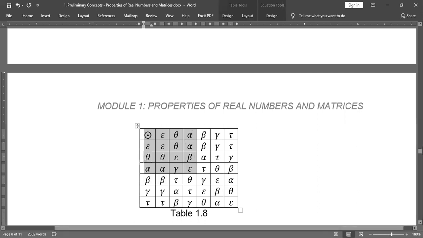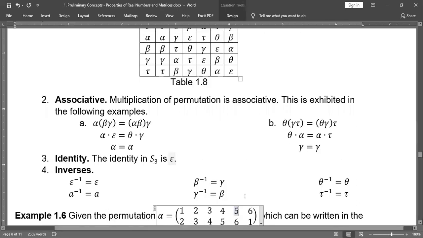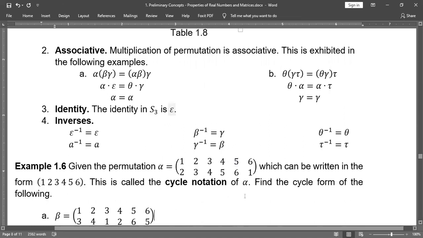Theta kay theta, epsilon din. Beta kay, ayun, beta kay gamma. Babalik tayo kay epsilon. And then gamma kay beta, epsilon, tau kay tau, we have epsilon. So those are the inverses. Any more question? Last part na to, last part na. Okay pa?